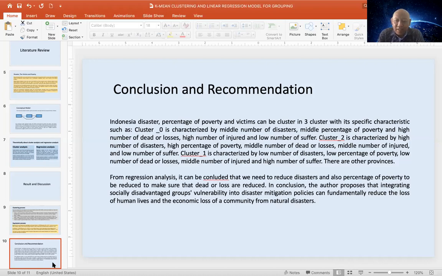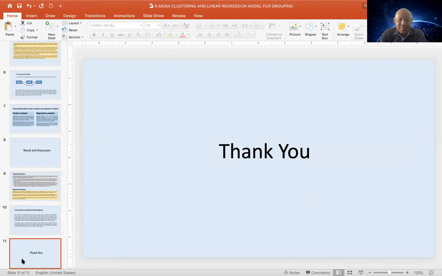In conclusion, the author proposes that integrating socially disadvantaged groups' vulnerability into disaster mitigation policies can fundamentally reduce the loss of human lives and economic loss of a community from natural disaster. Thank you very much.